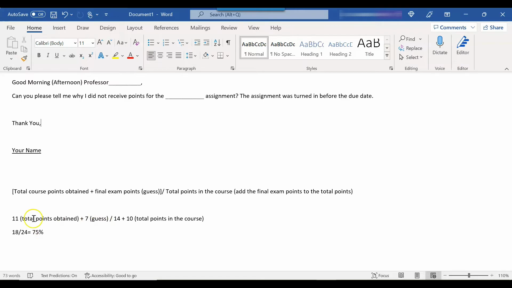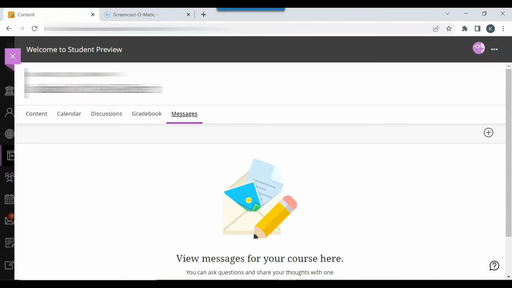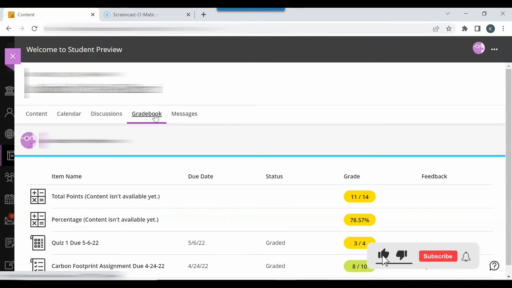Maybe you can calculate your overall grade if you obtained 100% on the final exam. Click Gradebook to view your Blackboard grades 3 to 4 days after you take the final exam, to determine your final exam grade, the total course points, and your course percentage.